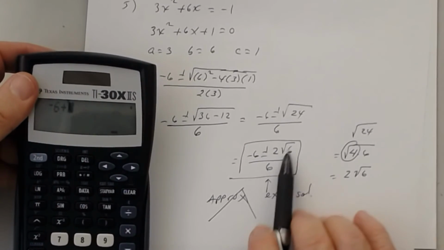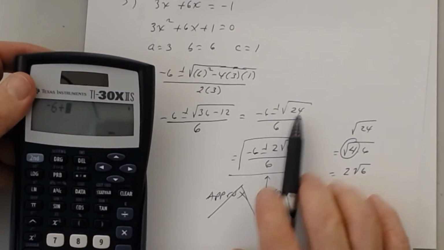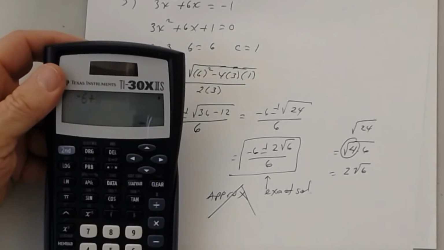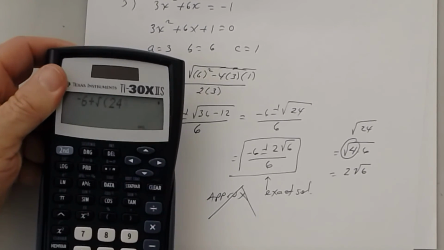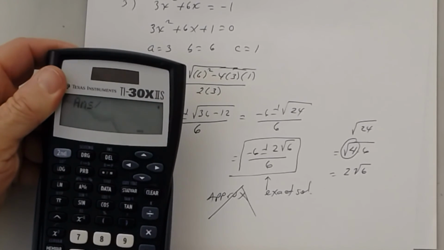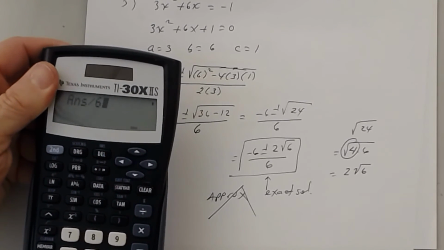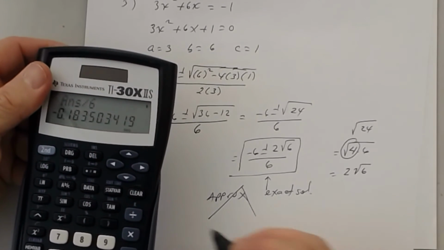So you see how I simplified this? Some of you could have messed up around here, right? So what I would do is I would just go back and use the square root of 24 in the approximation. So I'd say plus the square root of 24, press equal, and then divide by what? By 6, and press equal again. So that's about negative 0.2.